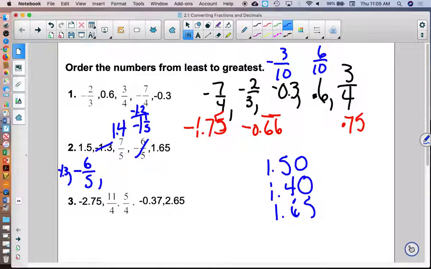1 and 40/100 or 1 and 4/10. Do you see why it's smaller? 140 is smaller than 165, isn't it? Okay, so 1 and 4/10 comes next. Okay, what's going to come after that? But wouldn't you have to change it back to the fractions? Yes, I would, because that's what I was given, right? Going back to what we were given.